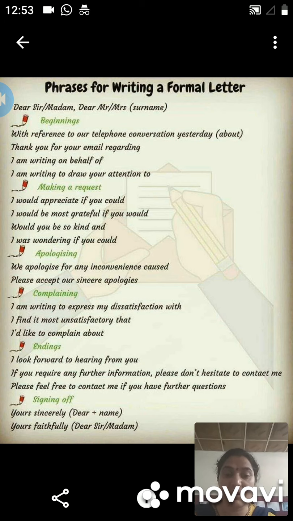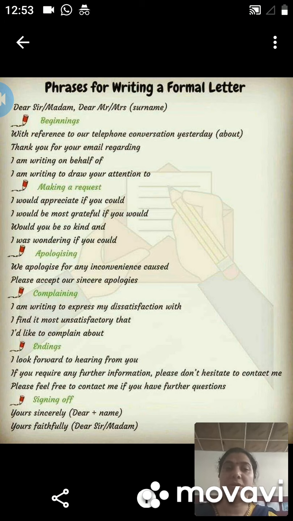So these phrases are very important. Now there are ending phrases. You can use these: I look forward to hearing from you. If you require any further information, please don't hesitate to contact me. Please feel free to contact me if you have any further questions. And signing off means how you end and conclude your letter: Yours sincerely, Yours faithfully.